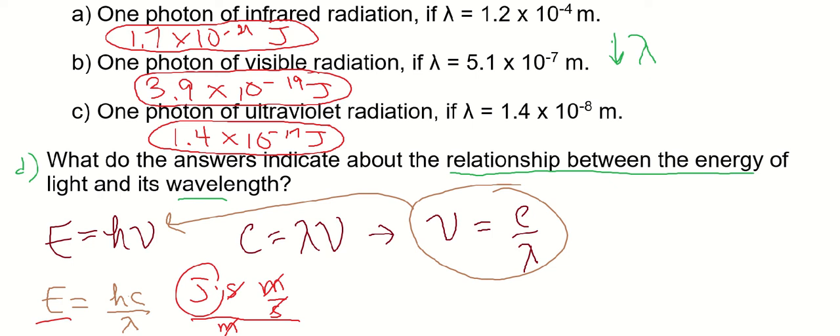So as wavelength gets shorter and shorter, what's going on with the energy? It's getting larger, larger, larger. So they're inversely related. Wavelength is inversely proportional to energy. One goes up, the other goes down. You could say the other is also true: energy is inversely proportional to wavelength. One goes up, the other goes down.